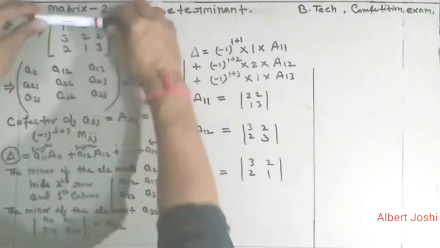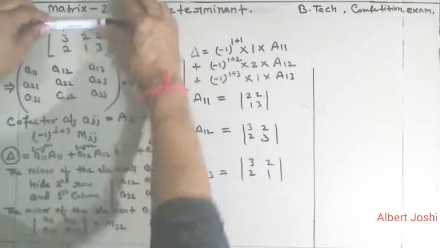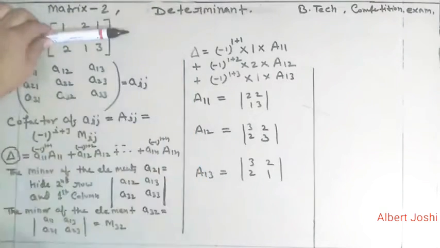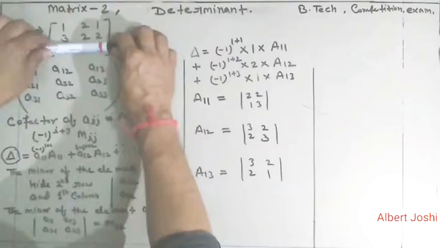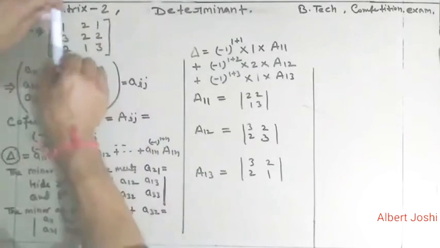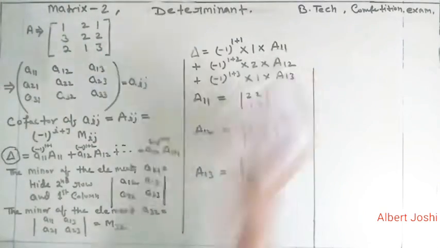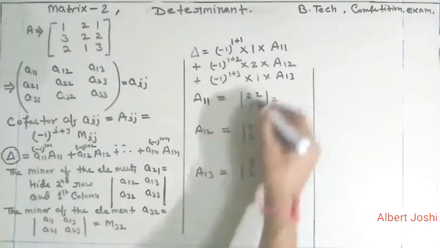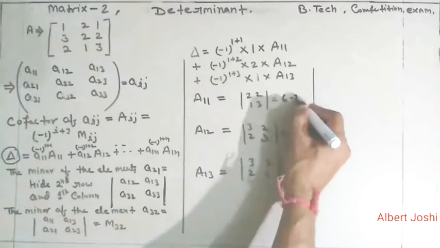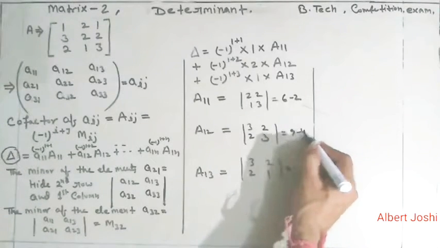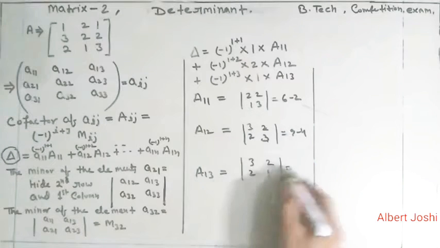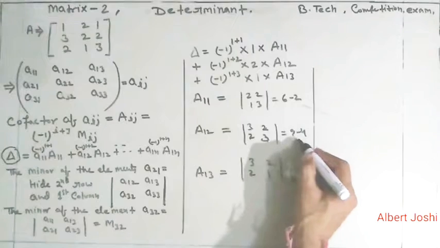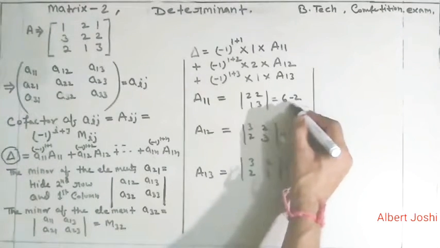Here I have found the determinant with respect to the first row elements. Similarly, you can find it with respect to the other rows and columns. Now write the values here. 2 times 3 is 6 minus 2. 3 times 3 is 9 minus 4. 3 times 1 is 3, 2 times 2 is 4. So this is equal to minus 1, this is equal to 5, and this is equal to 6 minus 2, which is 4.